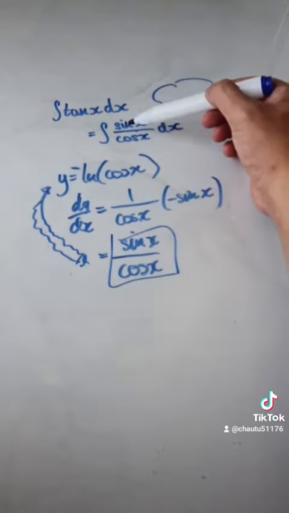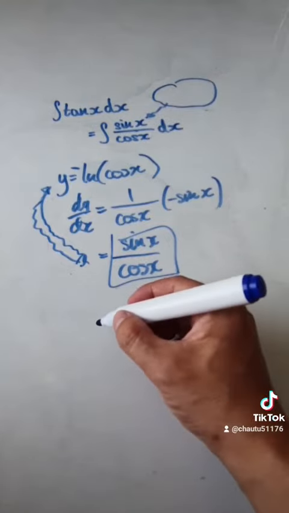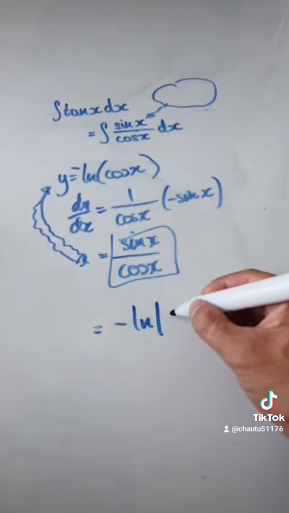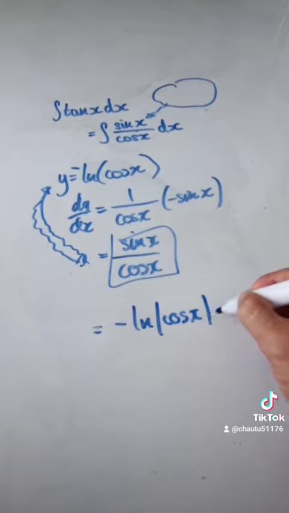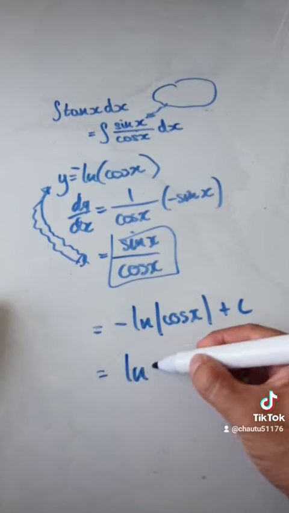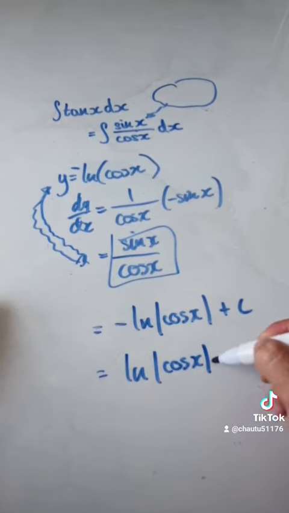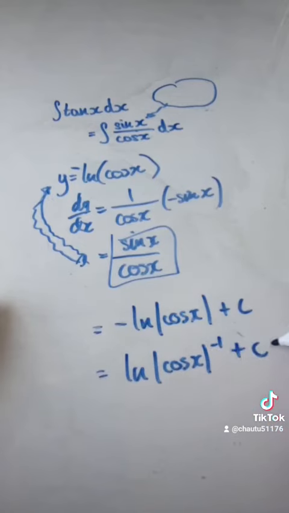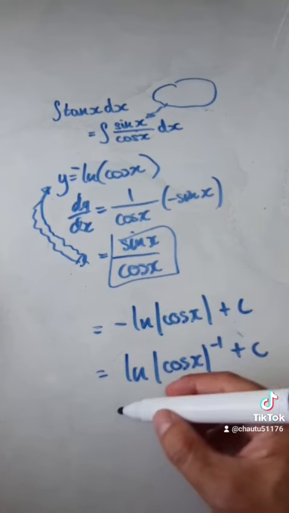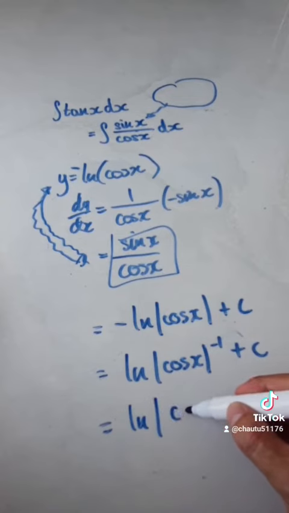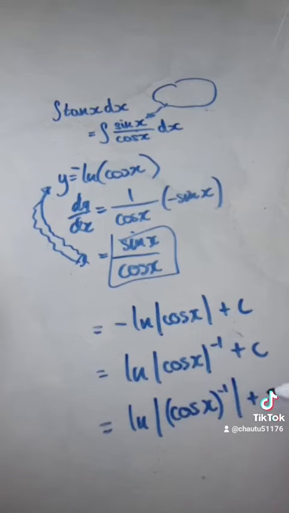So when you integrate this, it will become this thing here, minus natural log absolute value cos x, and then plus c. If you want to, you can push this up here so it looks like this, natural log absolute cos x to the power of minus 1 plus c. You have to think about this for yourself, but you can actually push this in here. So it will look like this, natural log of cos of x to the power of minus 1. It would be the same thing.